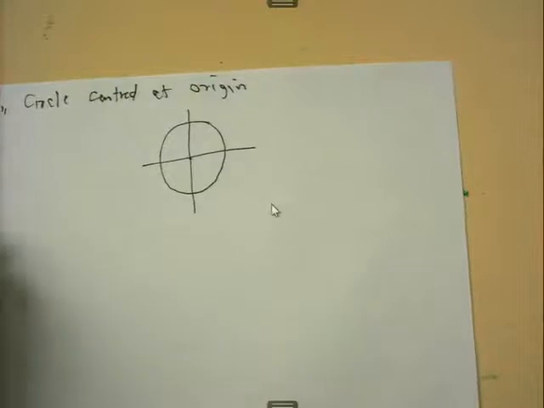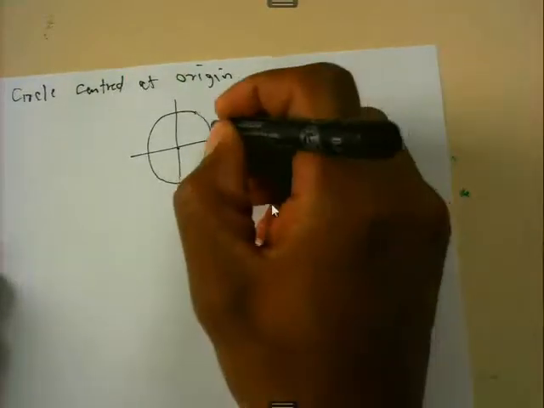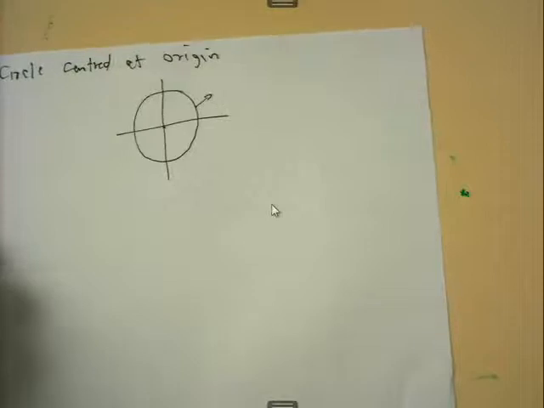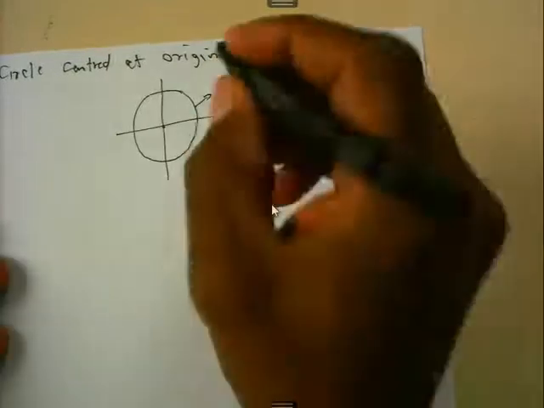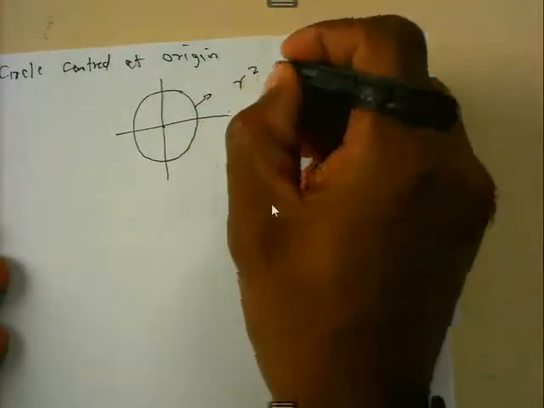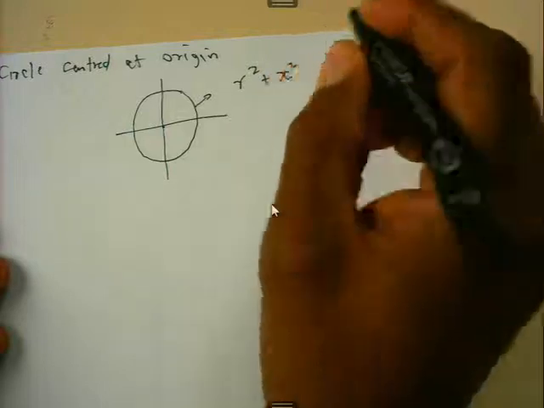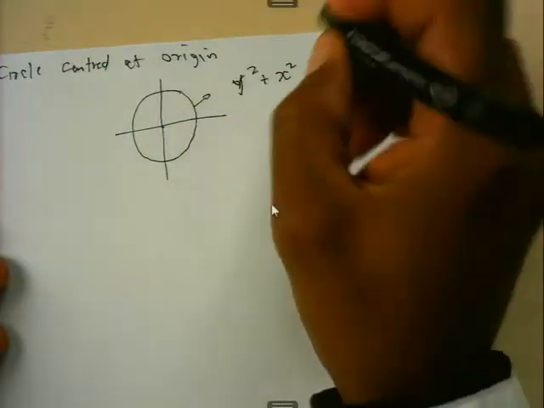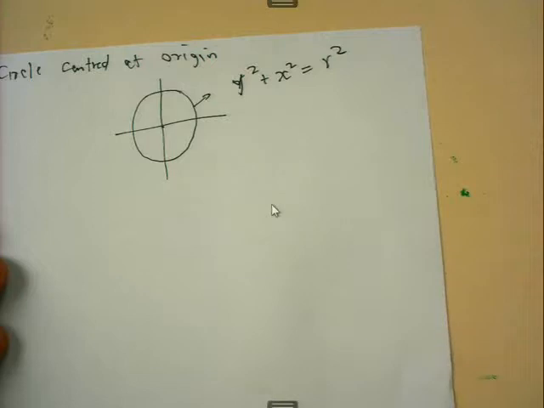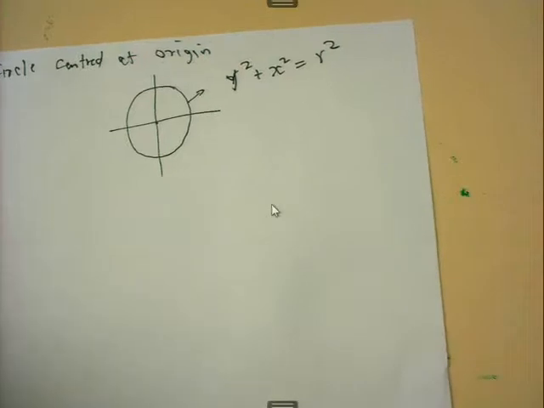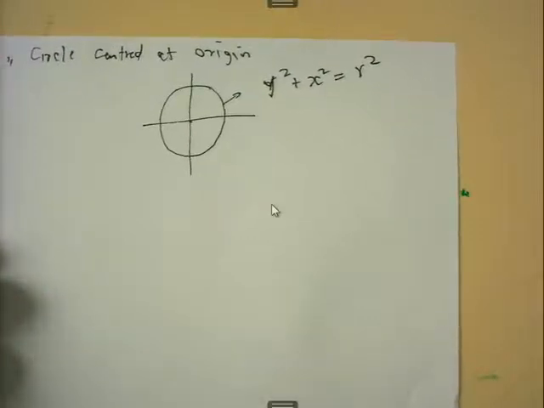What is important here? We must remember, what is the equation of the circle that is centered at origin? That will be x squared plus y squared is equal to r squared. That is the equation of a circle centered at origin.